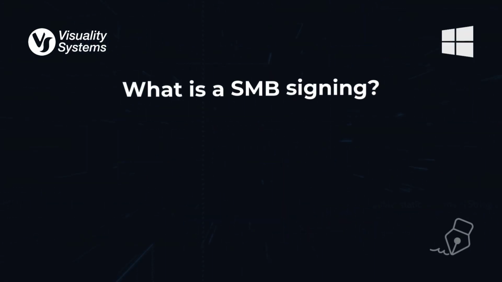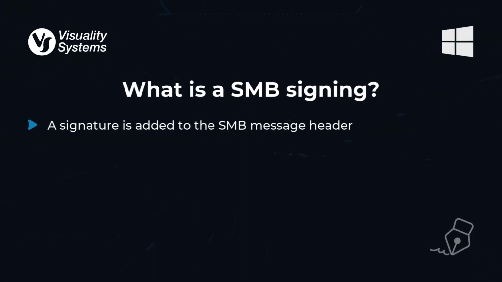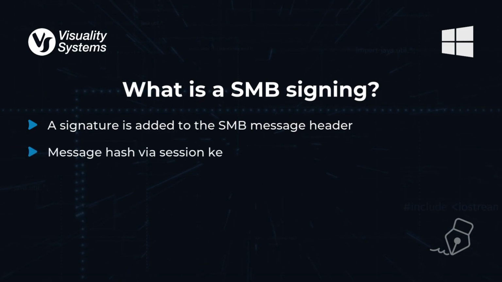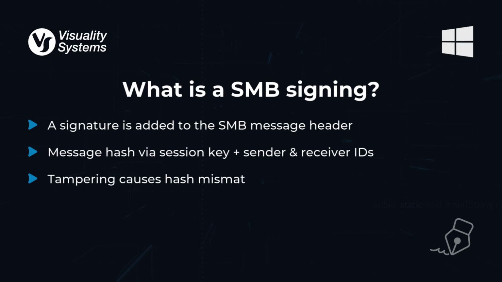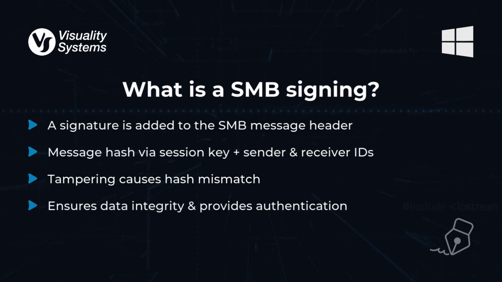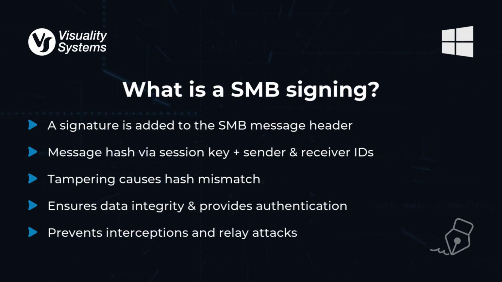SMB signing adds a digital signature to SMB messages. This signature, located in the SMB header, is a hash generated by a cipher suite using the session key. It confirms the identity of both the sender and the receiver. If the message is tampered with during transmission, the hash will not match, indicating a security issue. SMB signing provides two essential benefits. First, it ensures the integrity of your data by verifying that it hasn't been altered. Second, it authenticates both the server and the client, preventing adversary-in-the-middle attacks.